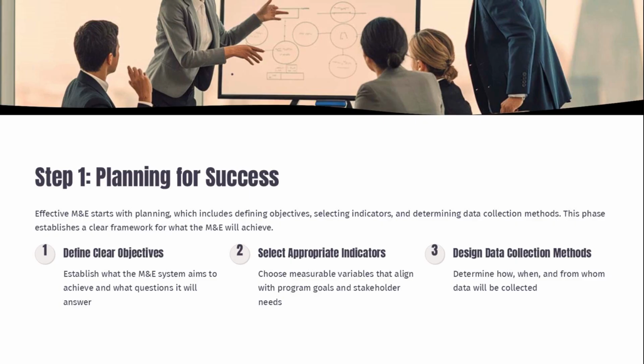Effective M&E begins with planning, which includes defining objectives, selecting indicators, and determining data collection methods. This phase establishes a clear vision for what the M&E system aims to achieve and what questions it will answer, setting the stage for success.